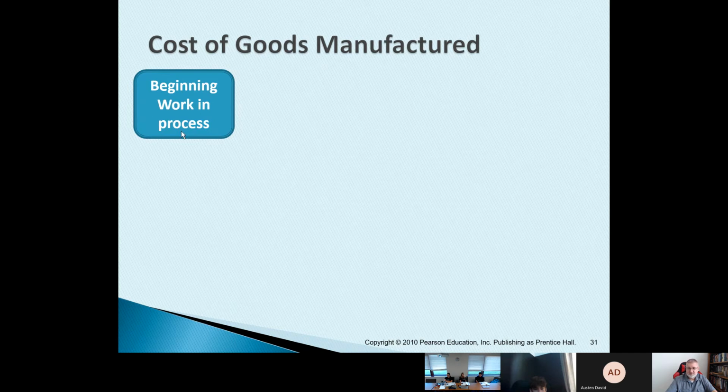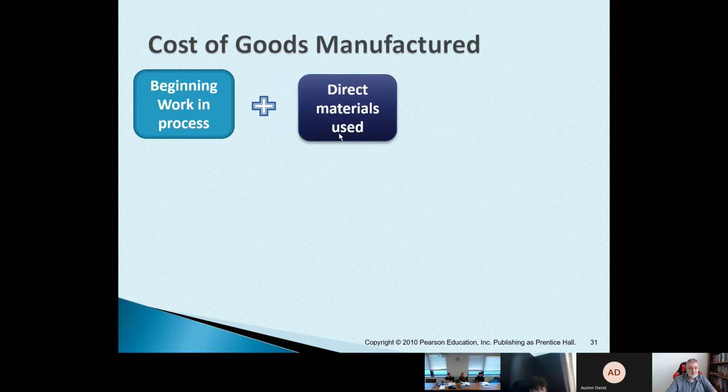Our beginning work in progress inventory plus our direct materials used. Remember that was our raw material? How much raw material we buy? How much raw material is left over? So beginning plus purchase minus leftover gives us how much material we use.